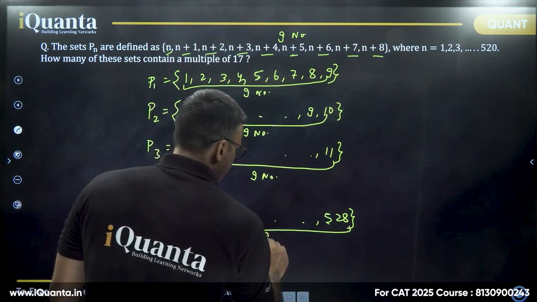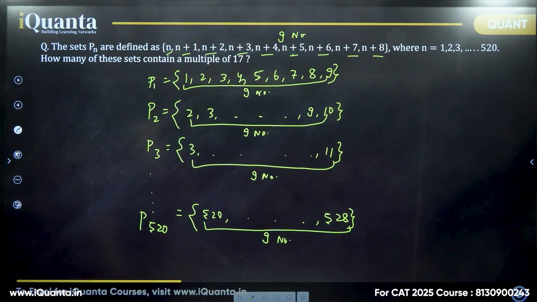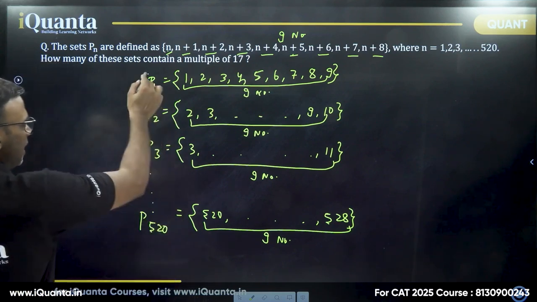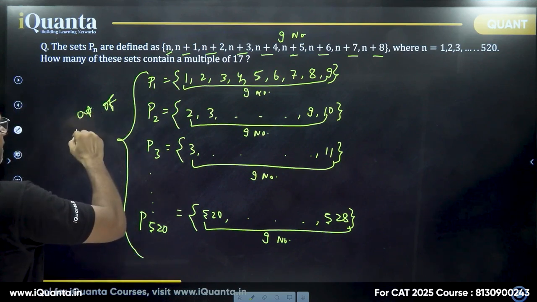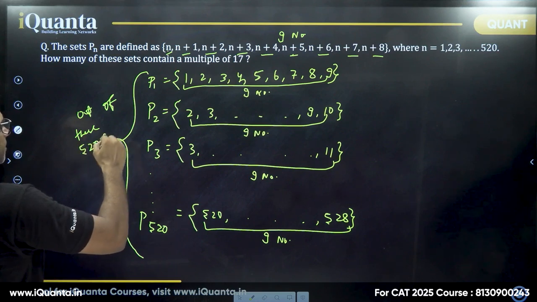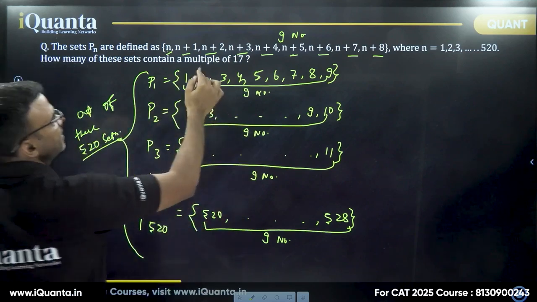Okay, so this is just the definition of this set. What exactly is the question? The question is how many of these sets, so these are 520 sets, out of these 520 sets, how many of them contain a multiple of 17?